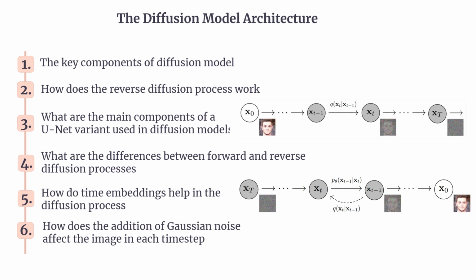The key components of diffusion models. How does the reverse diffusion process work? What are the main components of a U-Net variant used in diffusion models? What are the differences between forward and reverse diffusion processes? How do time embeddings help in the diffusion process? How does the addition of Gaussian noise affect the image in each time step?